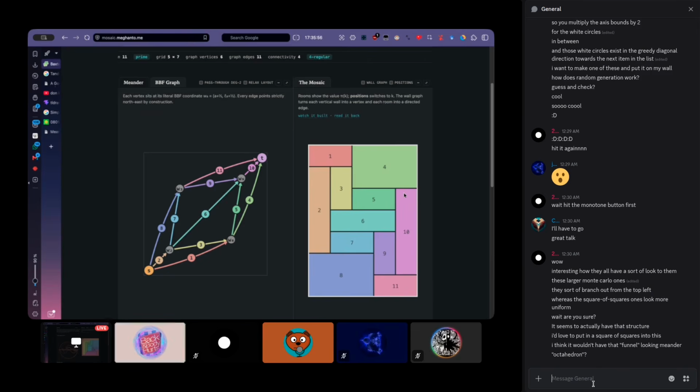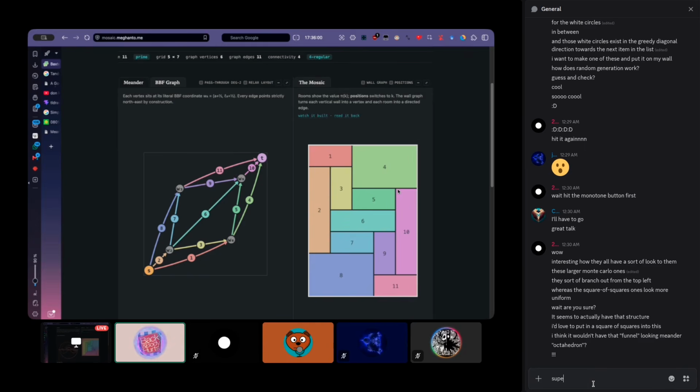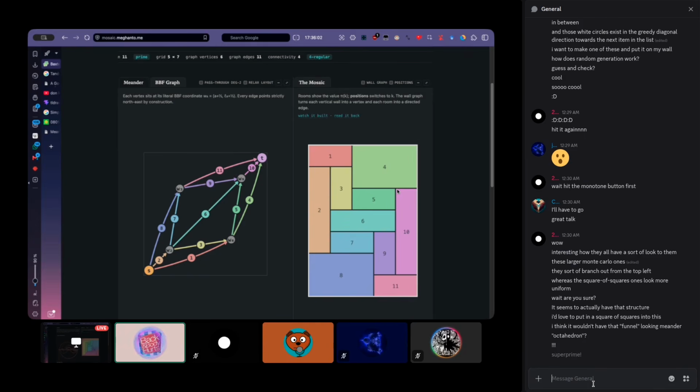So planar maps with connectivity 3 map to primes. Planar maps with connectivity 4 map to super primes. Exactly. If you look at the thread in the Discord, I actually uploaded a sneak peek with "super prime" written on it. This mosaic is super prime.